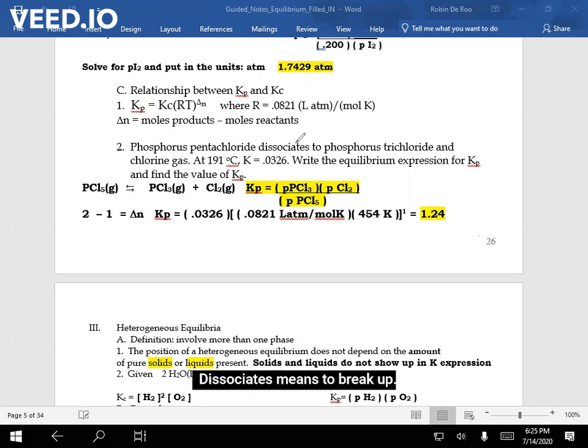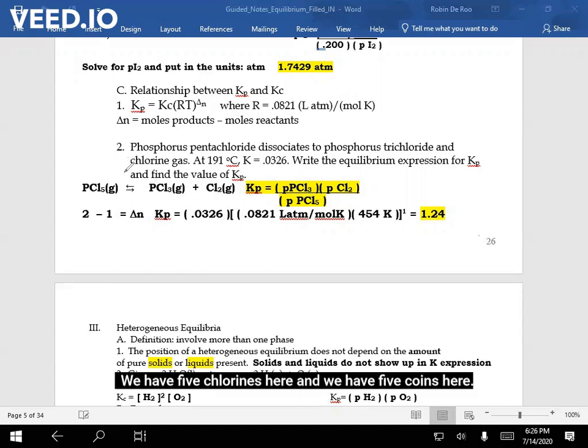Dissociates means to break up. So the phosphorus pentachloride is the reactant. It says to phosphorus trichloride and chlorine gas. So those are your products. So here's the phosphorus trichloride gas. Here's the chlorine gas. So it looks like it's already balanced. We have 5 chlorines here and we have 5 chlorines here.